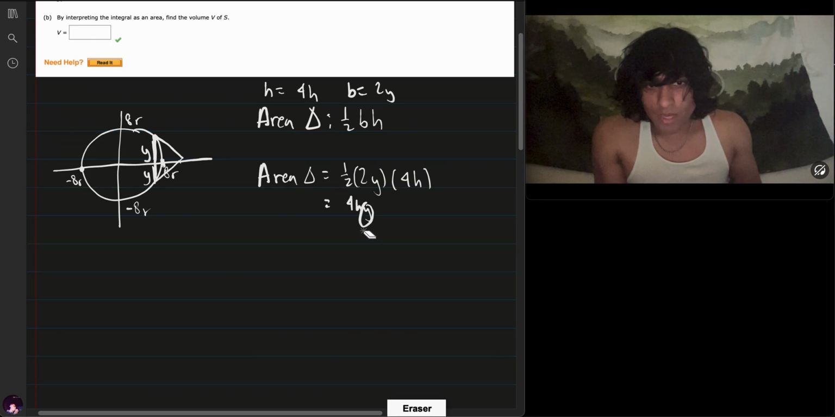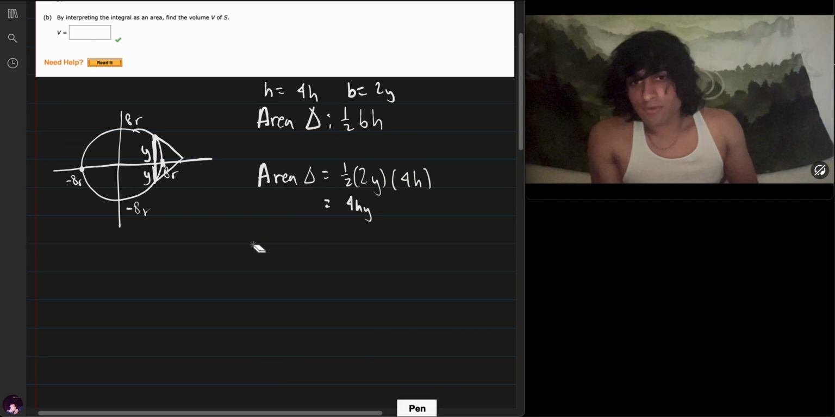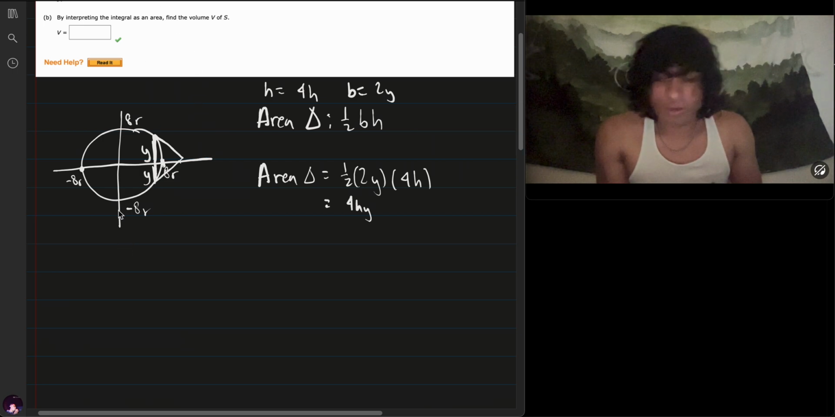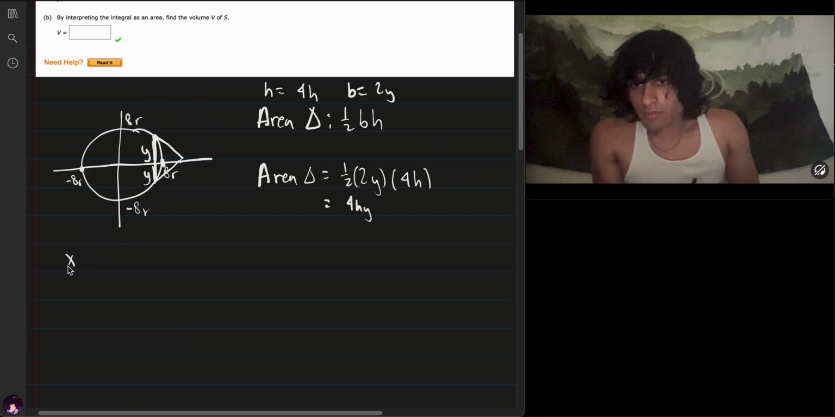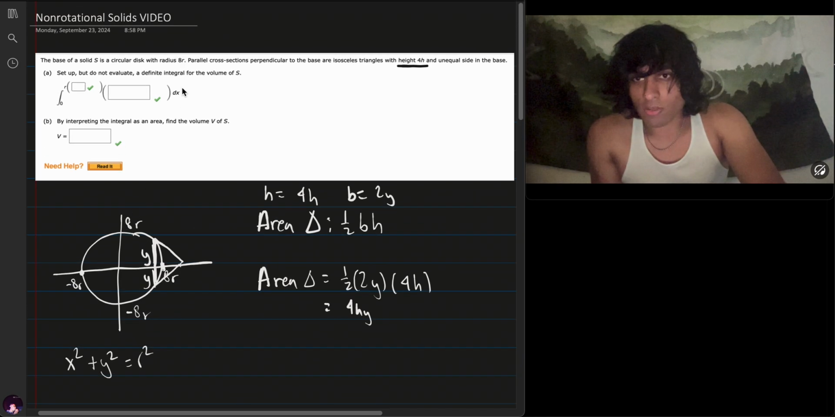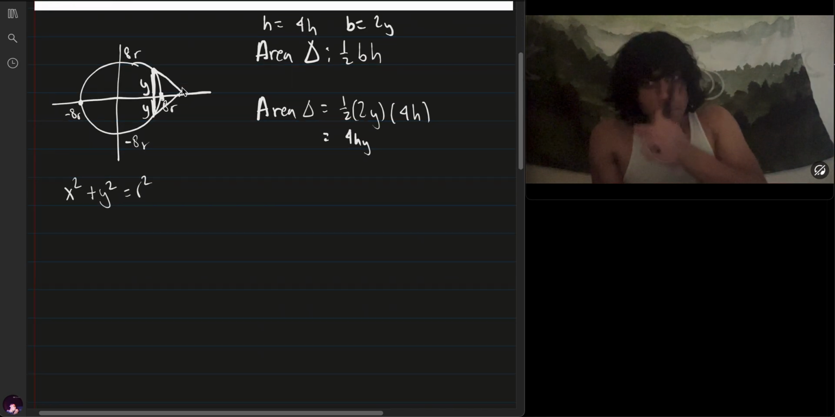And how do we solve for y? Well, we're dealing with a circular base. And when graphed on a coordinate plane, we can actually graph that out in an equation, which is x squared plus y squared equals r squared. We're already given the radius, right? The radius earlier was 8r. So we can just rewrite that as x squared plus y squared equals (8r) squared.